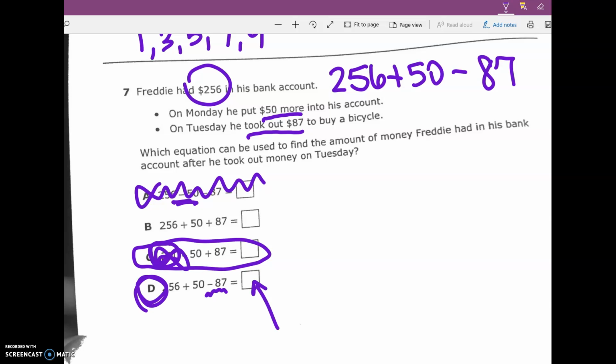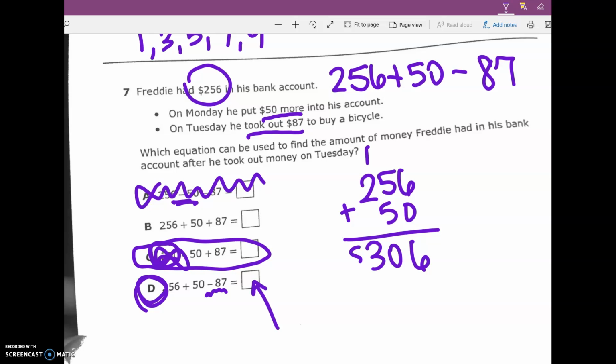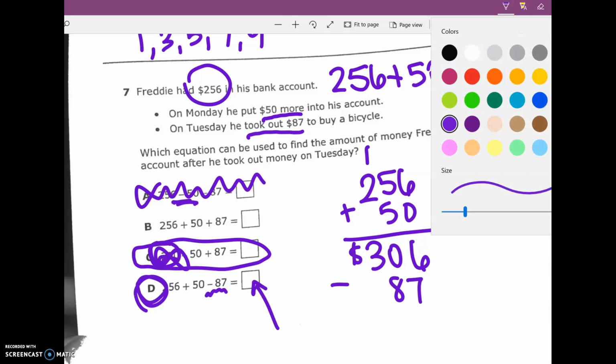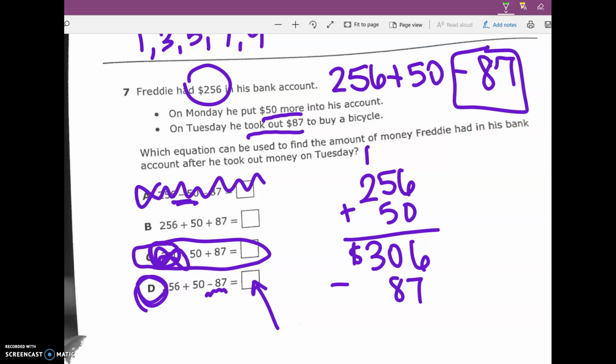However, we now need to solve. So let's do that quickly here. 256 plus 50. Ooh, I have like 1 minute to figure this before the video is going to stop on me. 6, 10, carry the 1, $306. But he took away 87. Let me change the colors so you don't get confused here with my math.